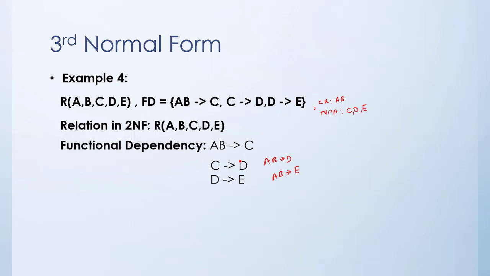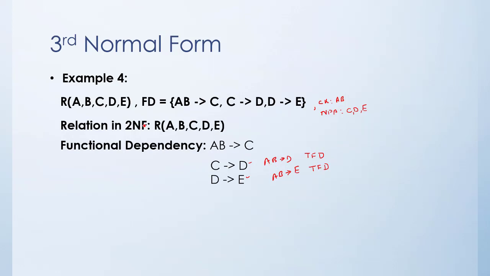As the non-prime attributes D and E are transitively dependent on AB, that is, through C, D is dependent on AB, and through D, E is dependent on AB. So there is a transitive functional dependency. So this functional dependency is a transitive functional dependency. Obviously this is also a transitive functional dependency. So the non-prime attributes D and E are transitively functionally dependent on the candidate key A and B.